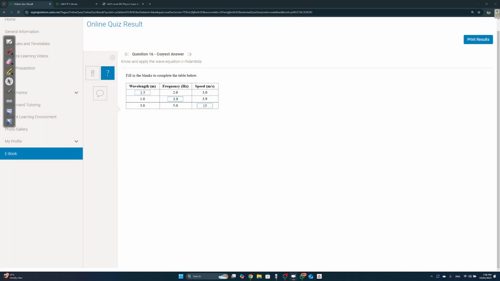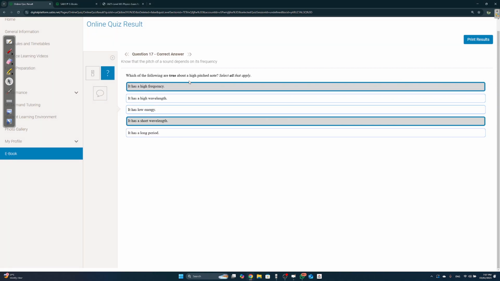Question 17. Which of the following are true about a high pitch note? I told you pitch depends on the frequency, right? It has a high frequency. Does it have high wavelength? No. Low energy? Who said? No. It has a long period? No. It actually has a short period, right? It has a short wavelength.